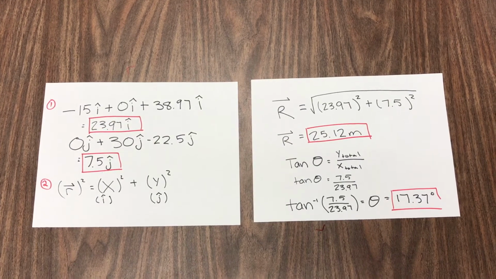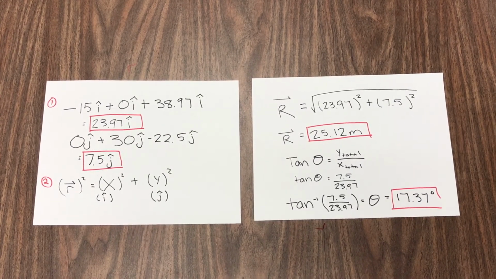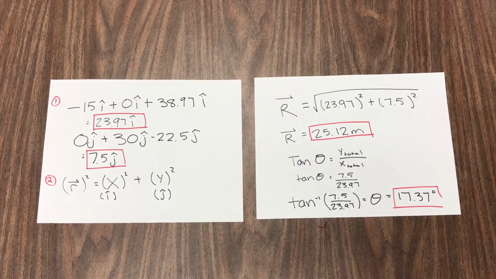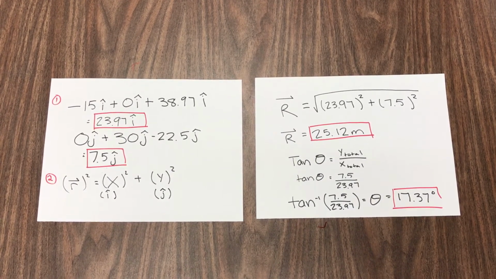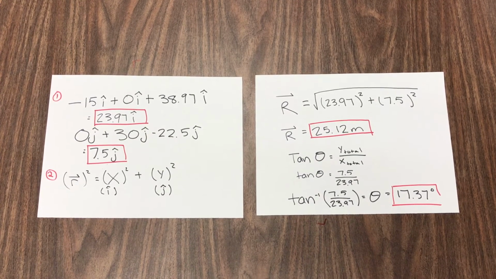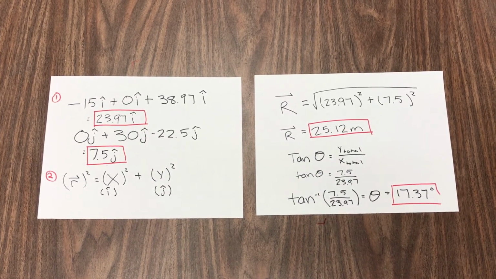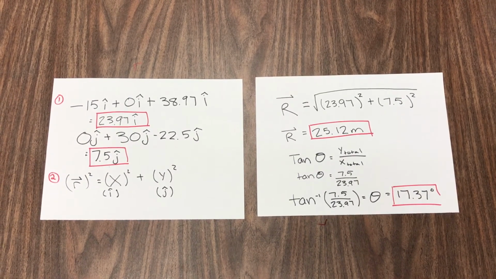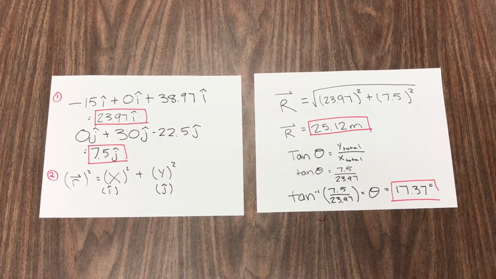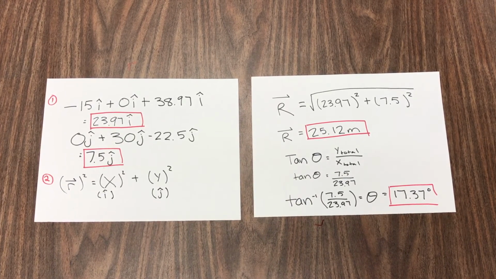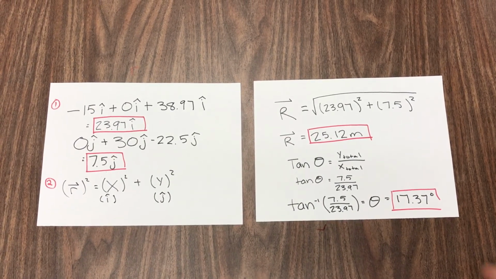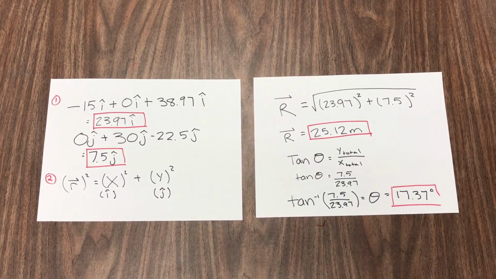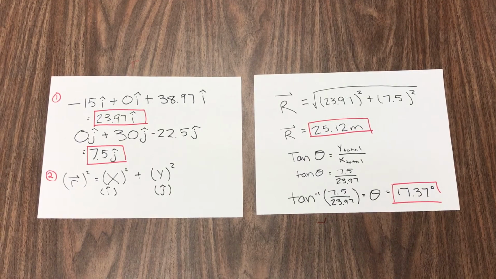To find r, you plug in 23.97 for x and 7.5 for y, and then you solve for r, which makes a grand total of 25.12 meters for the vector r. And then to find the angle at which you traveled, you use tangent theta equals the y total over the x total, where the y total is 7.5 and the x total is 23.97. Then you plug your numbers in and use inverse tan to find that you traveled 17.37 degrees north of east.